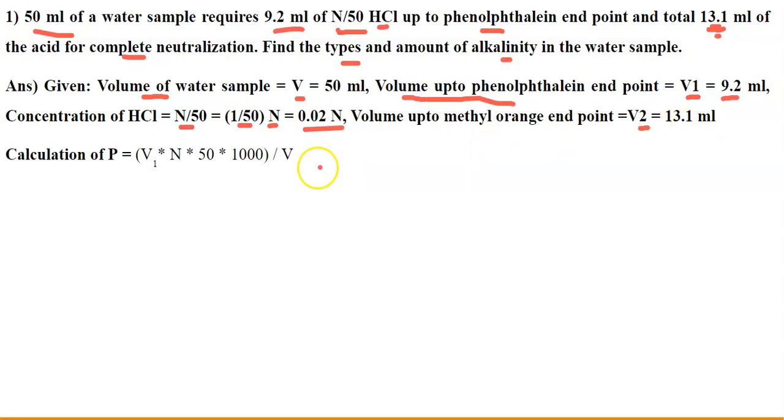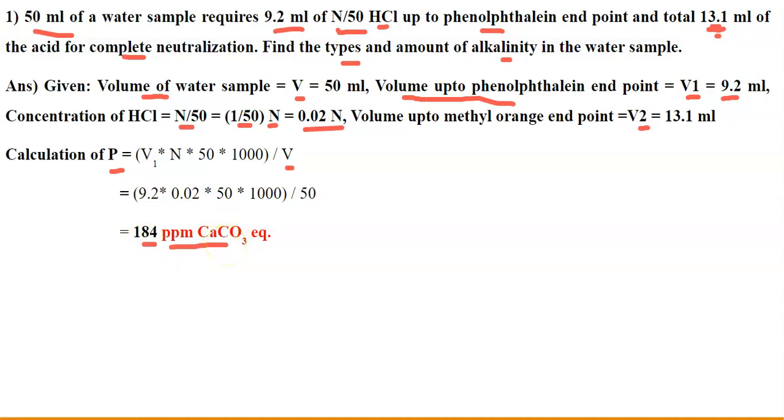We know the formula for calculating the phenolphthalein endpoint, denoted by capital P: it is equal to V1, that is the ml of acid required, into N, the normality of acid, into 50 into 1000, divided by capital V, the volume of the water sample. Once we put the values in this formula, we get the phenolphthalein endpoint, capital P, as 184 ppm of calcium carbonate equivalent. This is the unit of alkalinity.